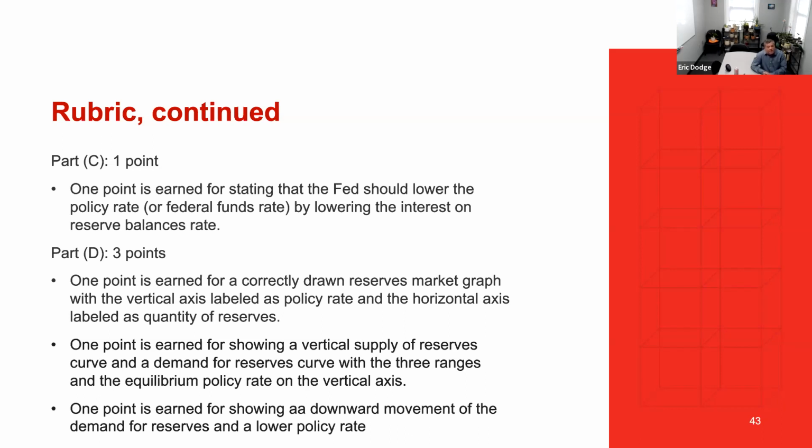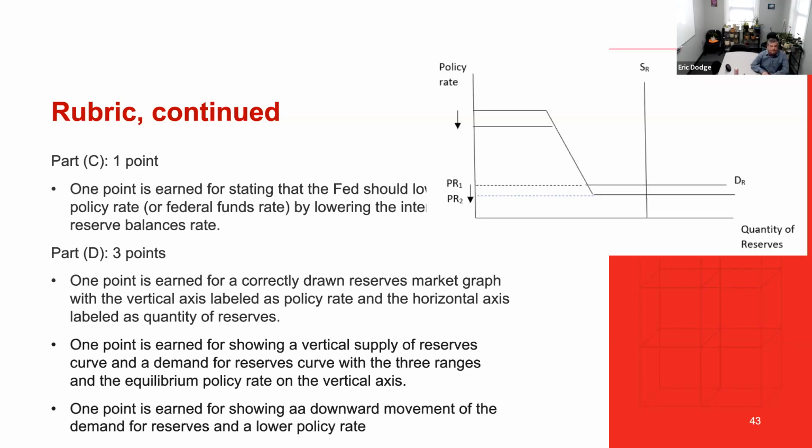Part D, you need to draw correctly the reserves market graph. I'll show that here in a second. With the vertical axis labeled as policy rate, this is how it's labeled in the macro CED, and the horizontal axis labeled as quantity reserves. You've got to have this vertical supply of reserves and the demand for reserves with 3 ranges and the equilibrium policy rate down there on that initial horizontal range, PR1.